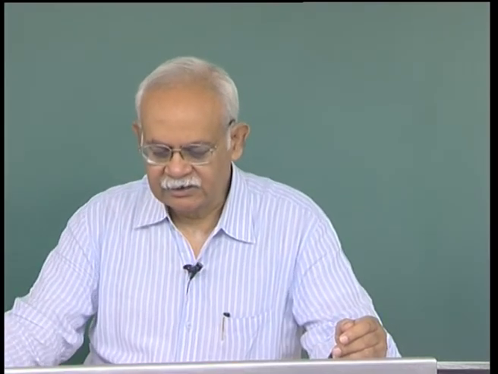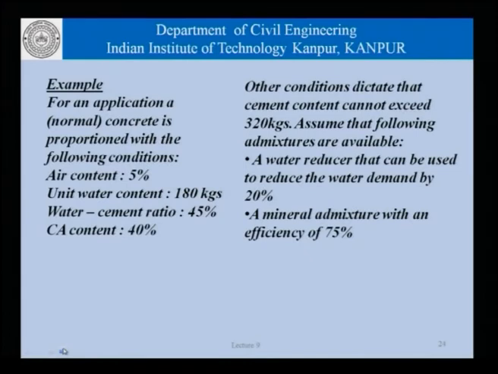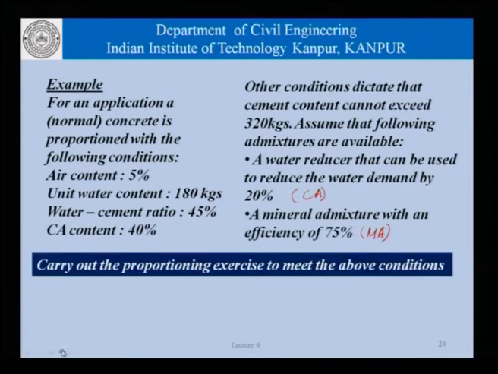Other conditions dictate that the cement content cannot exceed 320 kgs. There can be all kinds of reasons for which there can be a maximum cement content which is imposed, and in this case it is given to be 320 kgs. Now, assume that the following admixtures are available: a water reducer that can be used to reduce the water demand by 20%. So, this basically is a chemical admixture available to us, and a mineral admixture with an efficiency of 75%. So, this is the mineral admixture available to us, and what we are required to do is to carry out the proportioning exercise to meet the above conditions.